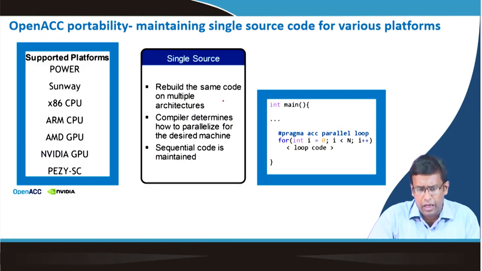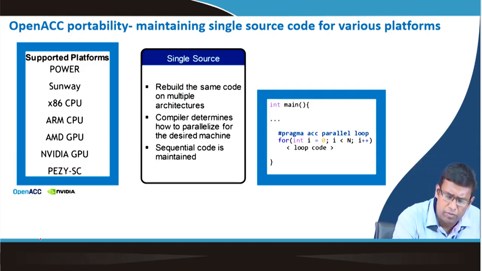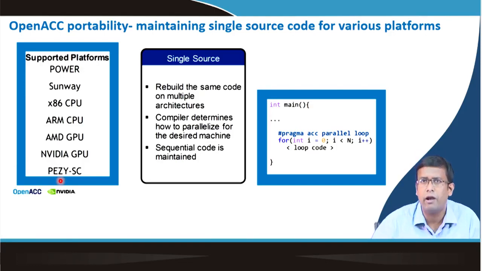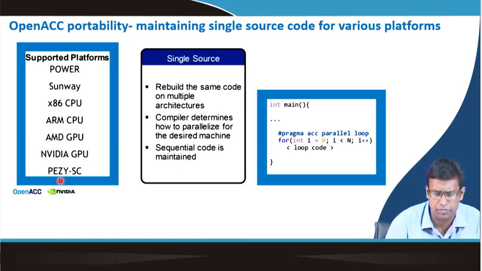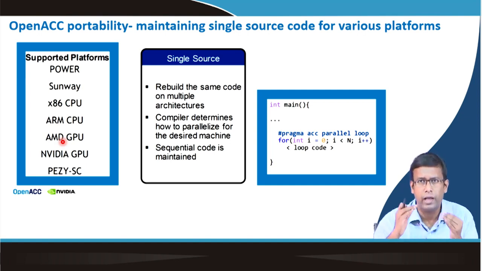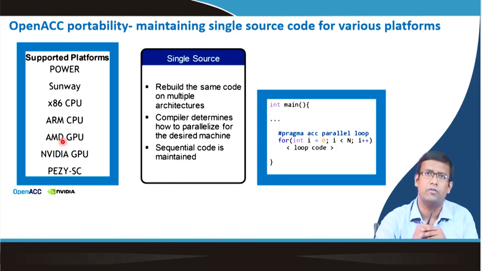Then it is portable. You develop a code using OpenACC, and that code will run on all of these platforms. Once you develop an OpenACC code, it will run on all of these platforms, and on each platform the compiler, say we go to a multi-core CPU platform like an x86 CPU, or we go to an AMD GPU, they are different platforms, but the compiler will identify what the hardware is, what the architecture is, and how data should move, how the kernel should be launched, what should be done for the right parallelization.